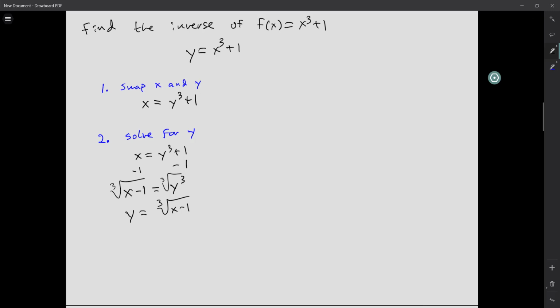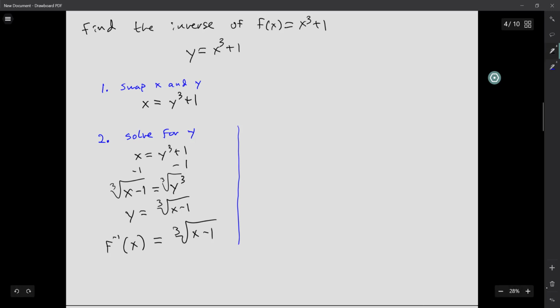So at the end of this work, my answer is f inverse of x is equal to the cube root of x minus 1. This second step that I've listed here is actually the work finding the inverse. The first step is just letting me write it as an f of x.